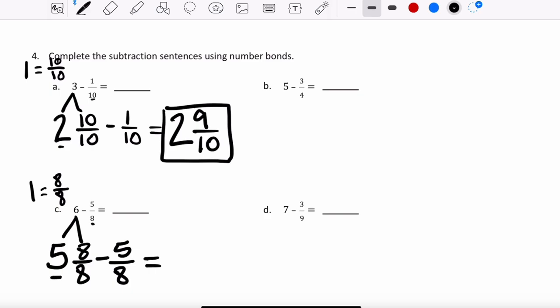So we know we have 5 wholes, so our answer has 5 wholes. We have 8 minus 5. 8 minus 5 is 3, so we have 3/8. So 5 3/8 would be our answer.